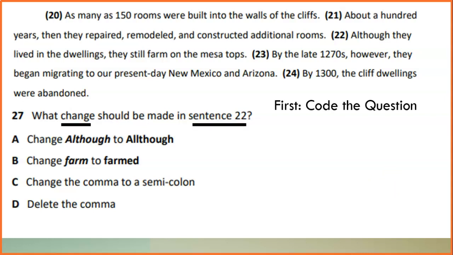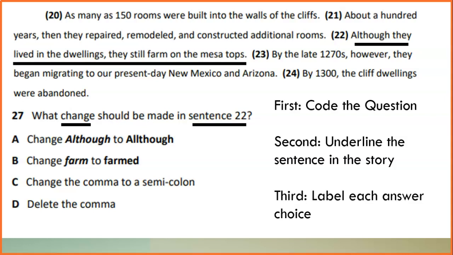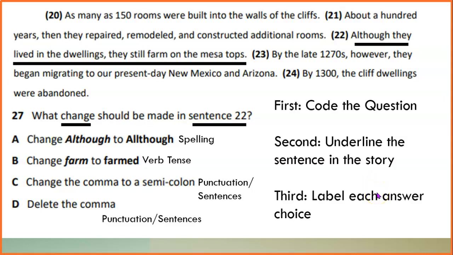I'm going to underline change in sentence 22. Step 2, underline the sentence in the story. Step 3, label each correct answer choice. Although versus although is just spelling. That's one we can look up. Farm is present tense. I farm in my free time versus he farmed in the past. If I add an ed, that makes it past tense. Anytime I'm changing commas around, then it's a punctuation sentence type question.